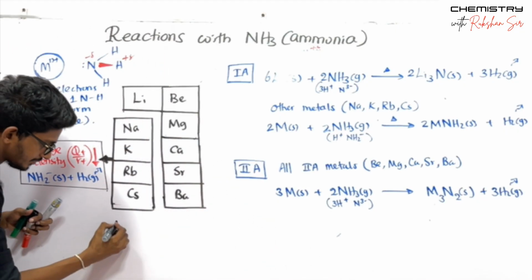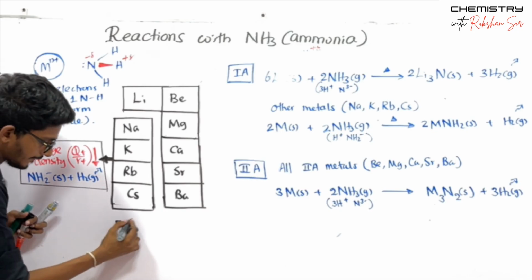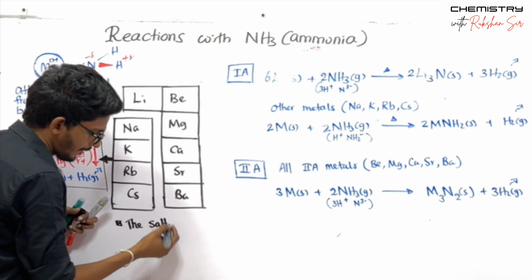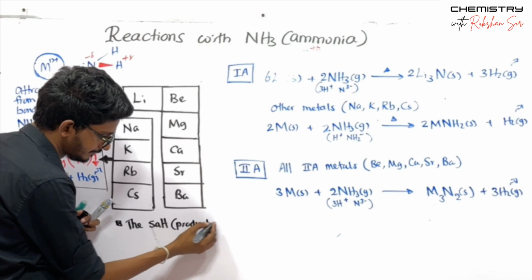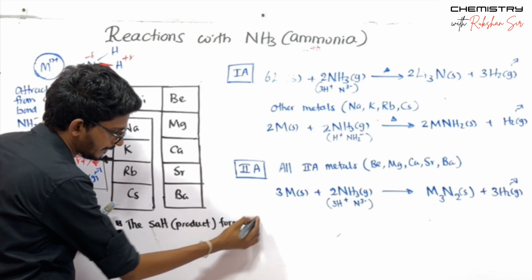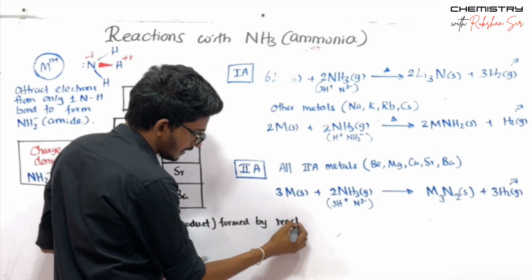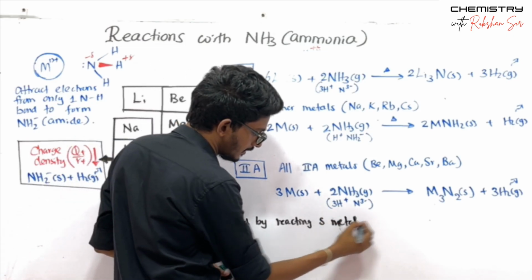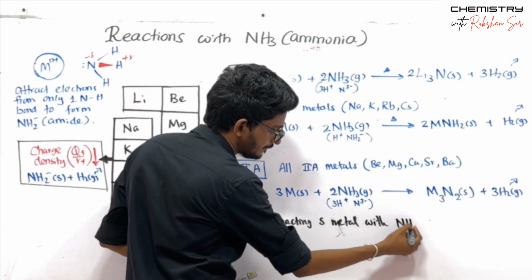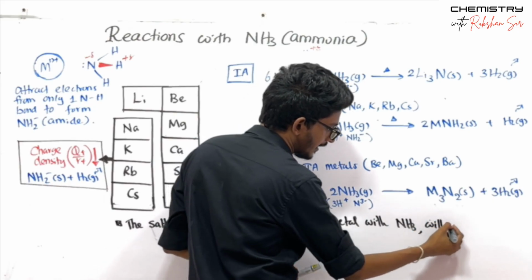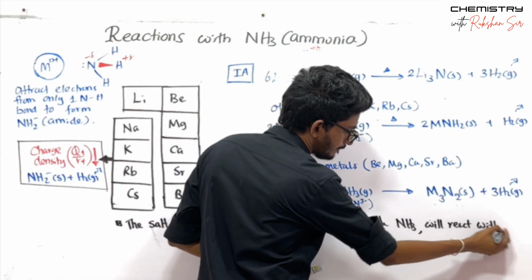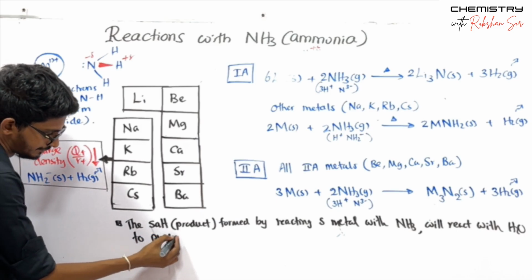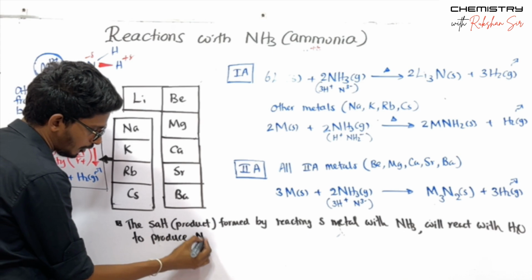I'll write it here. The salt or product formed by reacting the metal with ammonia will react with water to produce ammonia again.